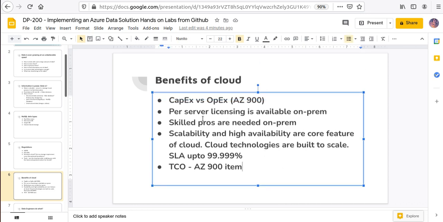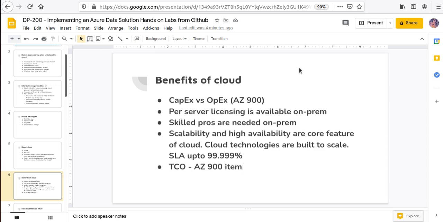Another thing to consider is per-server licensing. If you are in a traditional on-prem environment, if you're buying software, for every server you have to buy a different license. In the cloud, you have an easier solution when you move. They have a different licensing program, which again is usually cheaper.